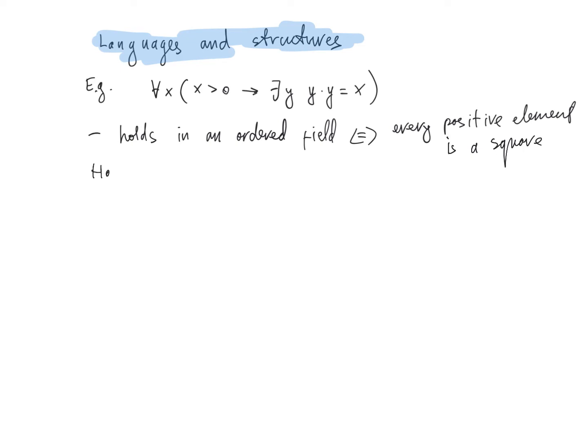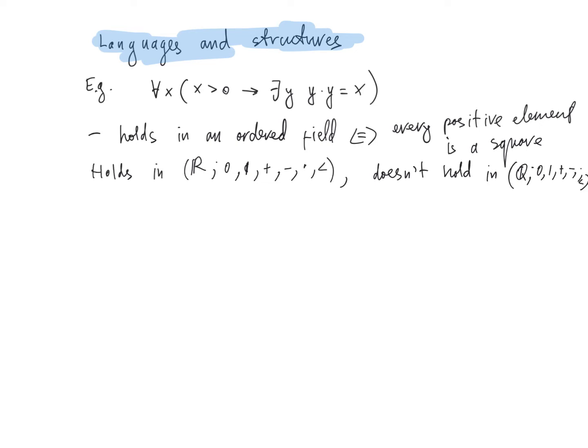In particular, note that it holds in the field of real numbers equipped with the constants 0, 1, the symbols for addition, multiplication, times, and less than, all interpreted in the usual way we interpret these operations on the real numbers, but it doesn't hold in the ordered field of rational numbers, so Q with all the same operations. Simply because if you look at the number 2, which is indeed an element of the rationals, it is well known that the square root of 2 is an irrational number. And so there is no way to find a rational number so that its square is equal to 2.